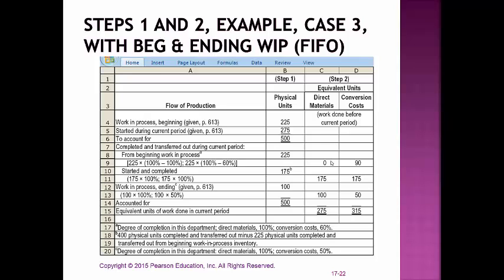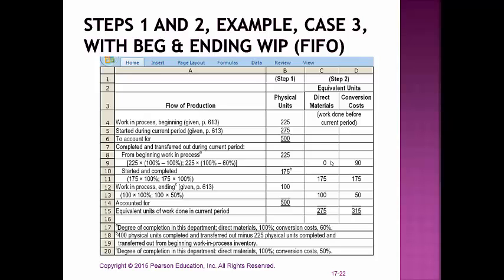So 100% minus 60% means that they had to be converted 40%. Therefore, they are going to get equivalent units of 225 times 0.4, which gives us 90. That tells us that for the amount of work put in, we're going to assign so much in conversion cost this period to those that were brought over from the prior period.